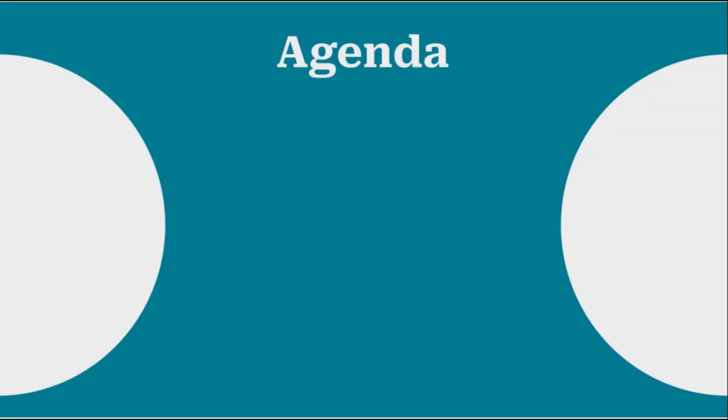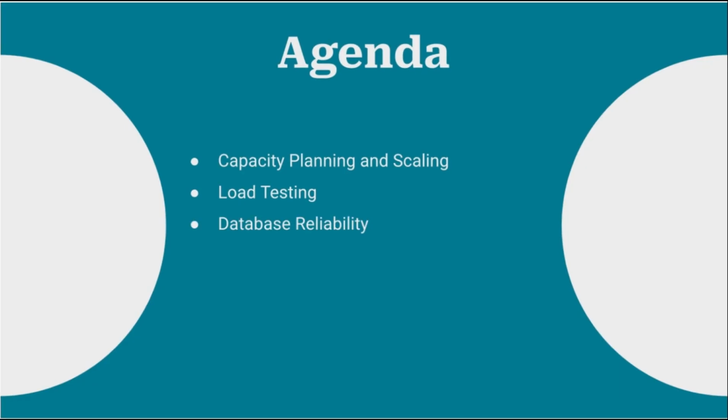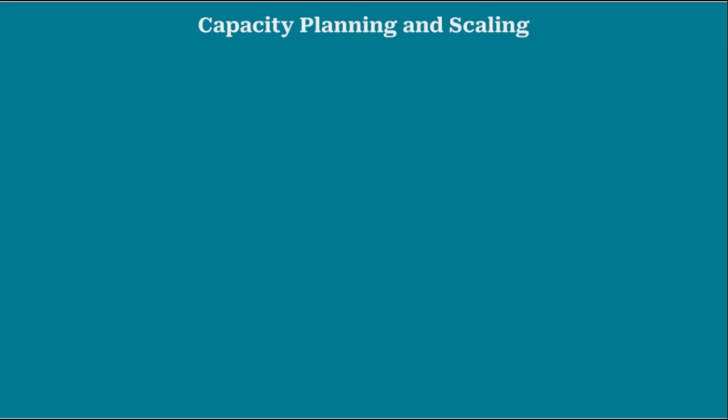In this lesson, we'll break it down into 3 key areas. 1. Capacity planning and scaling, so your systems are ready for growth. 2. Load testing, to simulate real-world traffic before users hit your app. 3. Database reliability, keeping your data fast, safe, and scalable. Let's dive in. First up, capacity planning.